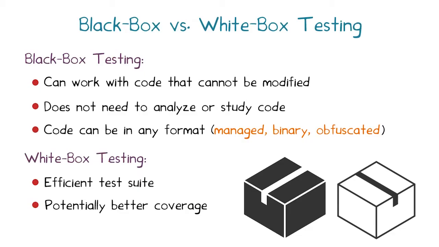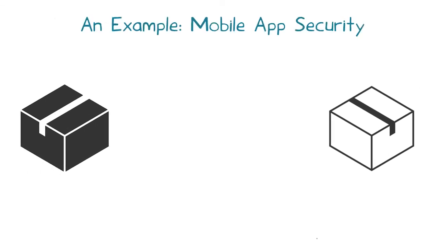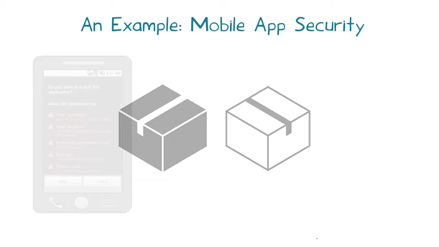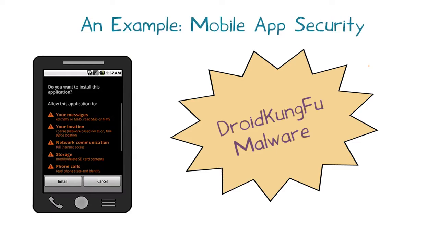Let's take a look at a concrete example next that illustrates black box and white box testing. Let's compare and contrast black box and white box testing for the problem of determining whether an Android app is malicious. Consider the Droid Kung Fu malware, which was found to be in circulation on 8 third-party app stores based out of China around 2011.